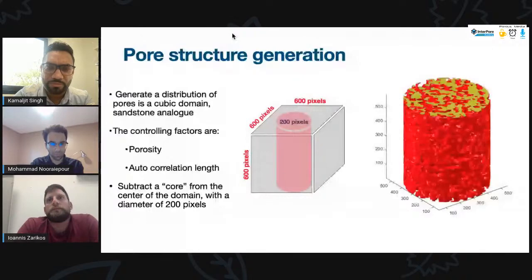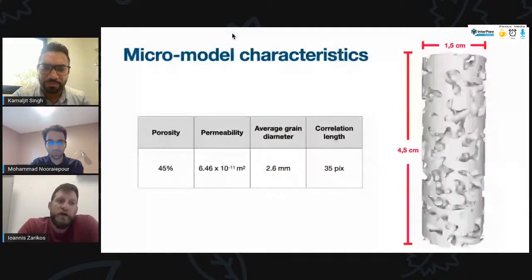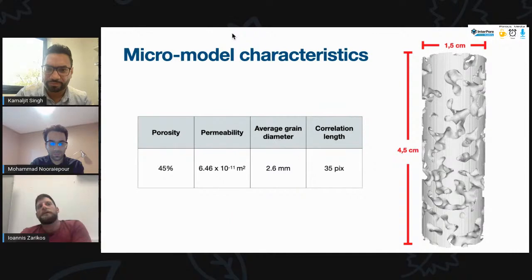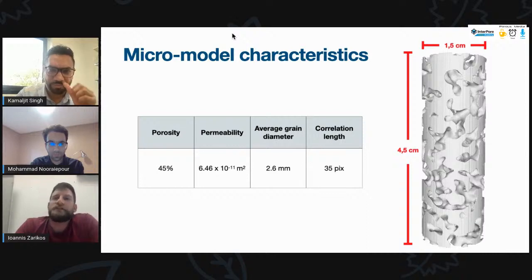Now, the pore space we used: the micromodel had a porosity of 45%, a permeability of 6.46 cubic square meters, an average grain diameter of 2.6 millimeters, and a correlation length of 35 pixels. I understand that for most of us, a grain size of 2.6 millimeters is relatively large, but it's sandstone scale. So we had to create a relatively large model of 4.5 centimeters in length and 1.5 centimeters in diameter.